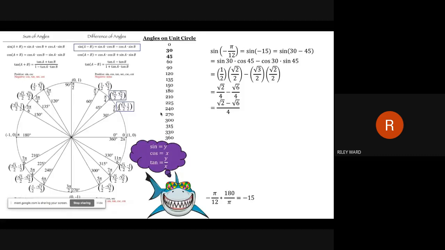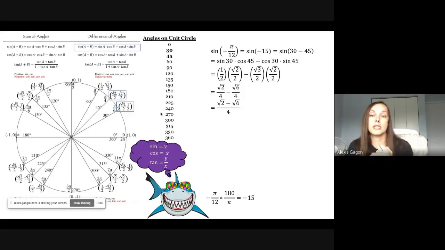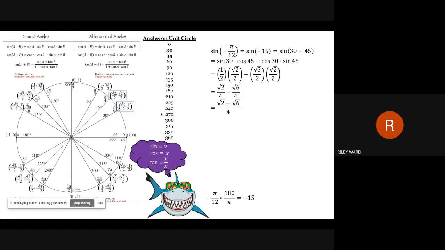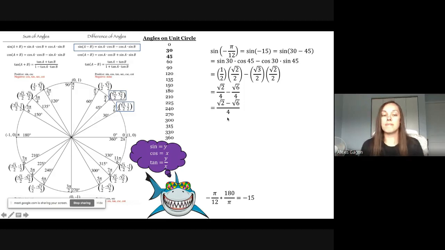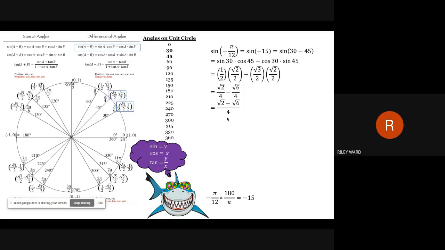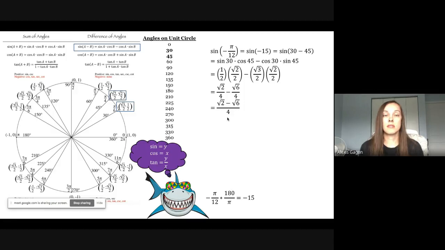Wait, did you say that one was over 4? Yes. Why is it 4 instead of 2? Weren't they both over 2 before? It's because right here, we multiply 2 by 2. So 2 times 2 is 4, which is where we get the 4 from, and then it just stays. Okay, thank you. Yep. Any other questions?